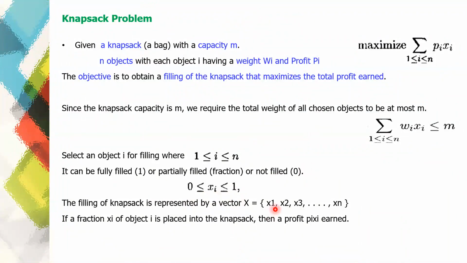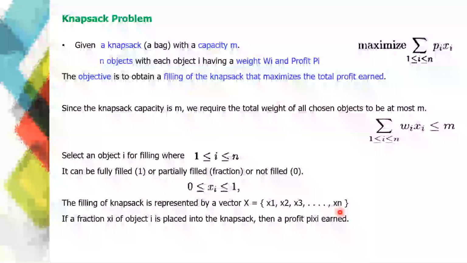So X1 is your decision for object 1. X2 is your decision for object 2. X3 is your decision for object 3, and so on up to object n. For each object, you'll decide whether to put it into the bag or not.